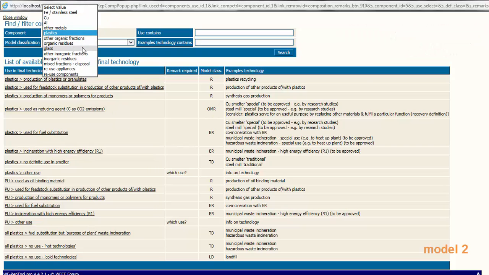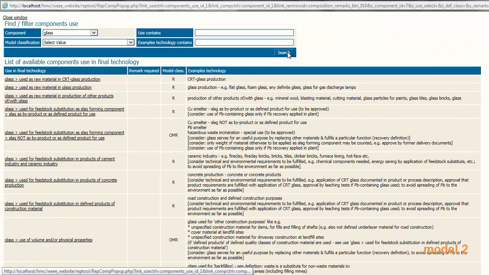Or looking at the options for glass, we still have glass being used as raw material in glass production, clearly classified as recycling. But glass being used as slag forming component, we distinguish the classification based on the use of slag as byproduct or in a defined product as recycling. And if slag is not used as a byproduct or in a defined product, as OMR, as other slag forming components are replaced by the glass.